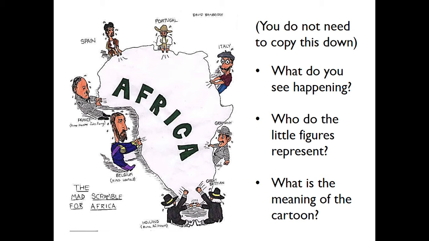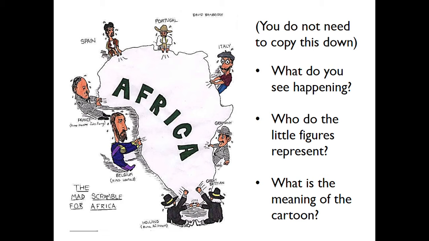What does it mean? Well, it means that all these European countries were competing for control of African nations. That's why it's called the Mad Scramble for Africa. You might remember from world history that by the late 1800s, almost every country in Africa has come under the control of some European nation. There are only two exceptions, Ethiopia and Liberia. Those two were never colonized by European nations, but the rest of the continent was. And this had been going on for years and years.